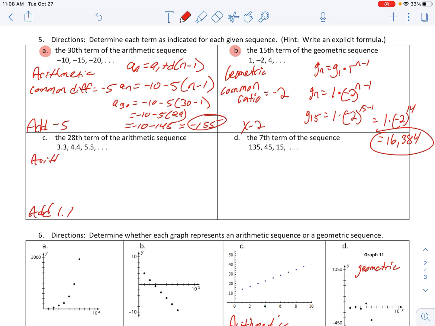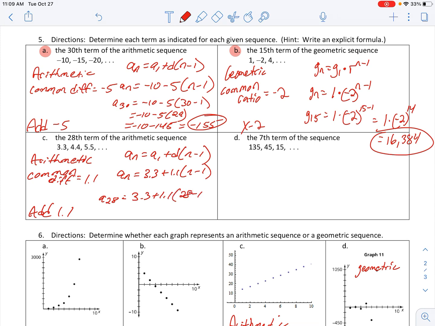Since I'm adding, that is code for arithmetic. And if you're arithmetic, you're going to have a common difference, which in this case is 1.1. Now, what we've been talking about is that for an arithmetic sequence, the explicit formula looks like this. You need to know what the first term is, which in this case is 3.3. You need to know what the common difference is, which we just found. Now we can find anything we want.